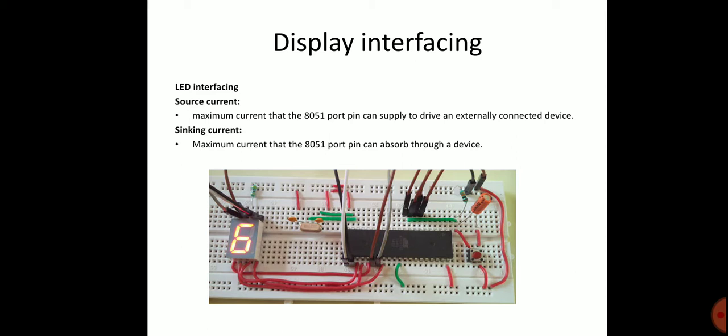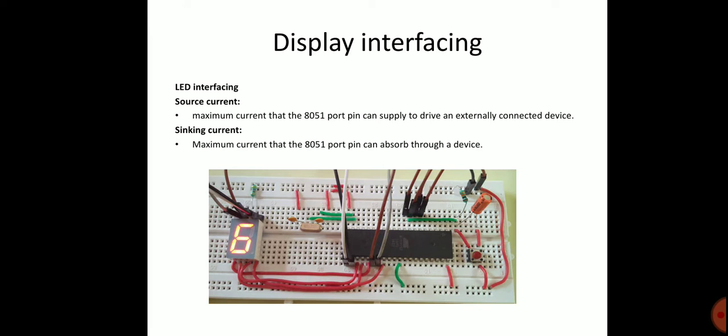In display interfacing, like LED interfacing, source current and sink current are the two main current levels. The first one is the source current, the maximum current that the 8051 port pin can supply to drive an externally connected device. The sink current is the maximum current that the 8051 port pin can absorb through a device. Both currents are used to interface the display of the 8051 controller. LCD interfacing plays an important role with this source current and sink current in the controller sections.